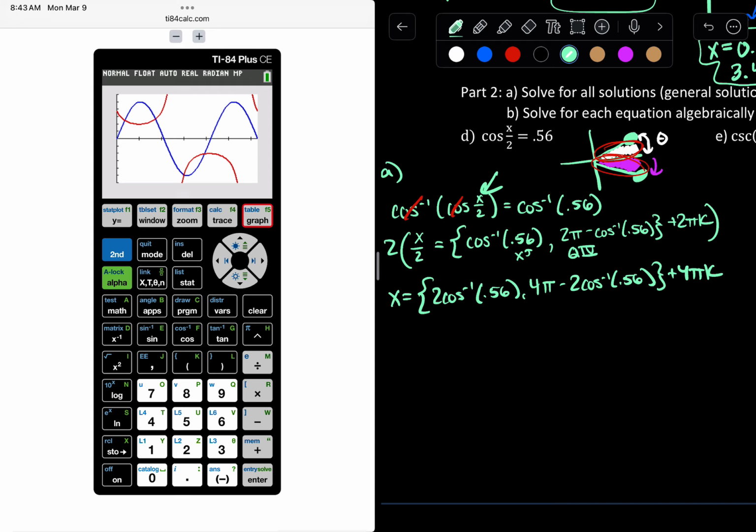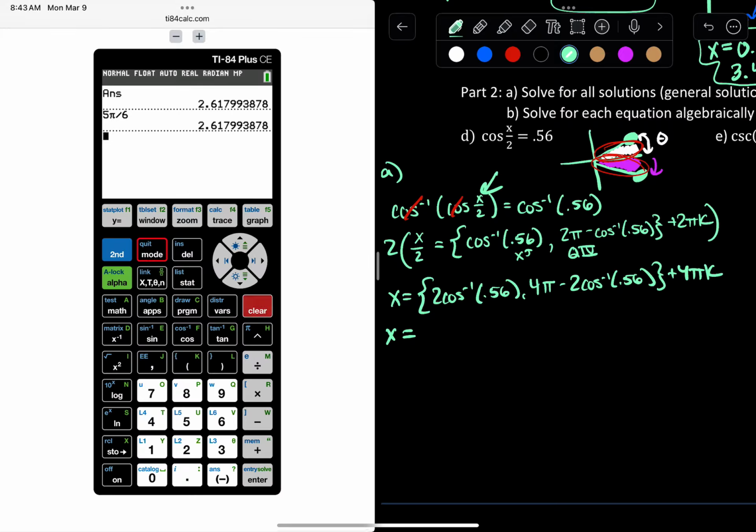So once I have my x isolated, that's when I can go to the calculator and start getting my approximations. This is the best approximation we will get because we waited until the very end to do it. So I have 2 times inverse cosine 0.56. That will give me 1.952.